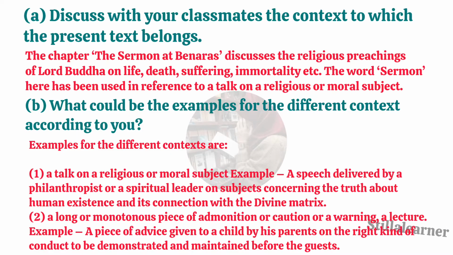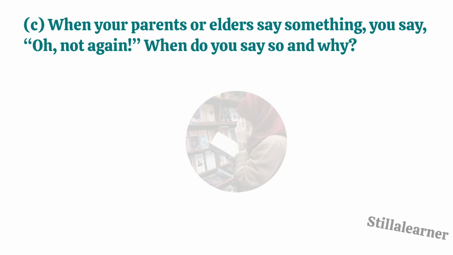So for the first one, the meaning is a speech given by a spiritual leader on religious matters like human existence on earth. Okay, now you got the difference between the two meanings. So let's see the third question, which is: when your parents or elders say something, you say, oh, not again. When do you say so and why?